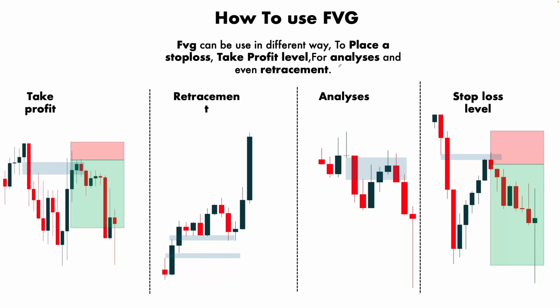We were around this area, how to use a fair value gap. So from here, because you know that you can use fair value gap for take profit, retracement, analysis, and stop loss levels, right now you have to see which one you can use, because sometimes you can have even 5 of them in a bullish trend or in a bearish trend. So let me show you some ideas that you can use so that it can be helpful to you guys.